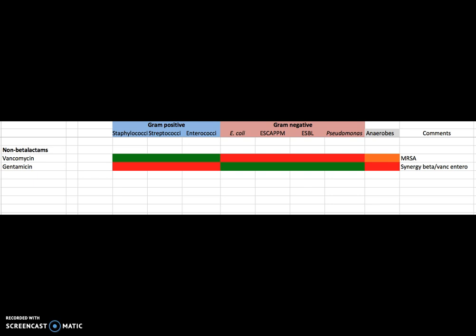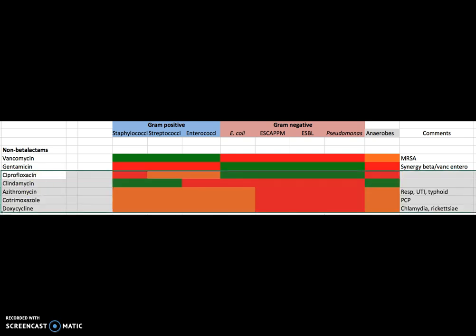With respect to the non-beta-lactams that are available as oral agents, as mentioned, ciprofloxacin, clindamycin, azithromycin, cotrimoxazole, and doxycycline are the ones that are available. It's important to note that the bioavailability of each of these drugs is very high, and so you can usually use them to treat the patient via the oral route rather than the intravenous route. They really should only be used intravenously if the patient has to be nil by mouth, or if there's some problem with malabsorption.